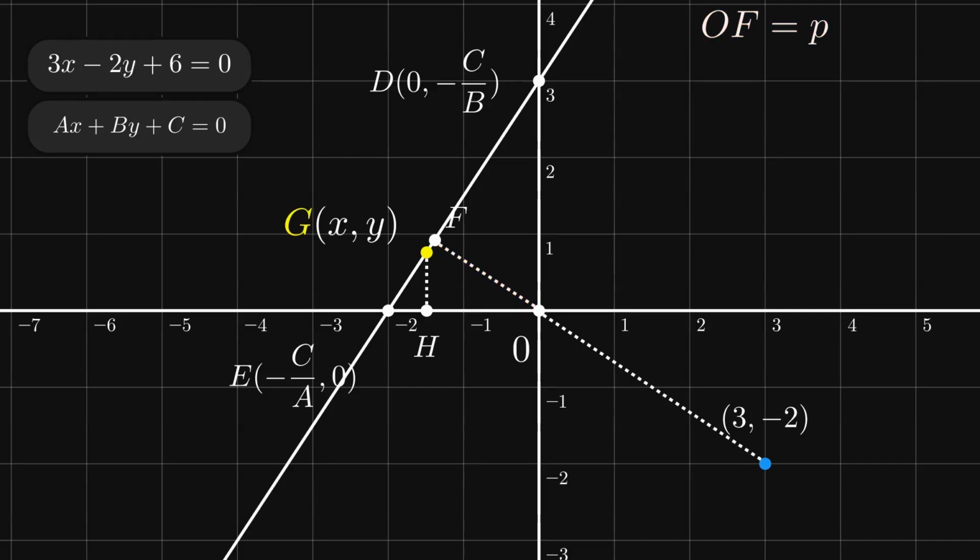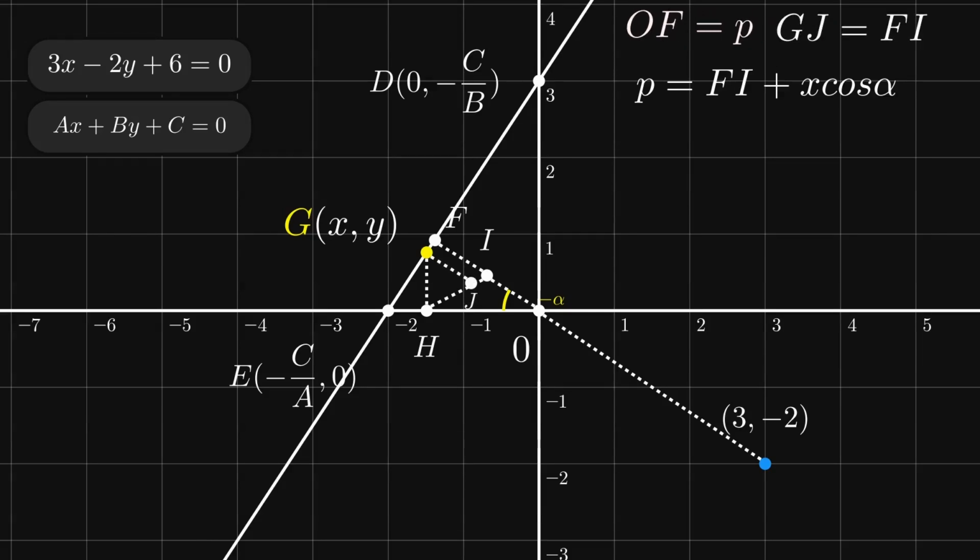We can pull a perpendicular from the OF distance, starting from the I to meet at H, such that a right triangle OIH forms. Also let the angle IOH be alpha. As the angle is measured clockwise, it is negative alpha. The IO becomes x cos negative alpha, which is the same as x cos alpha. To define FI, we can pull a perpendicular from the G point to meet at J point on the IH distance, such that GJ equals FI.